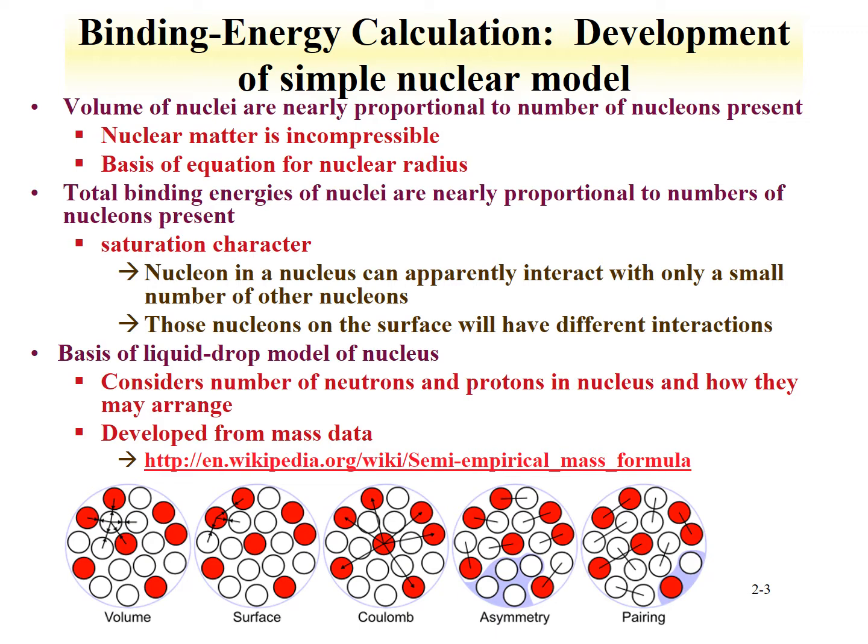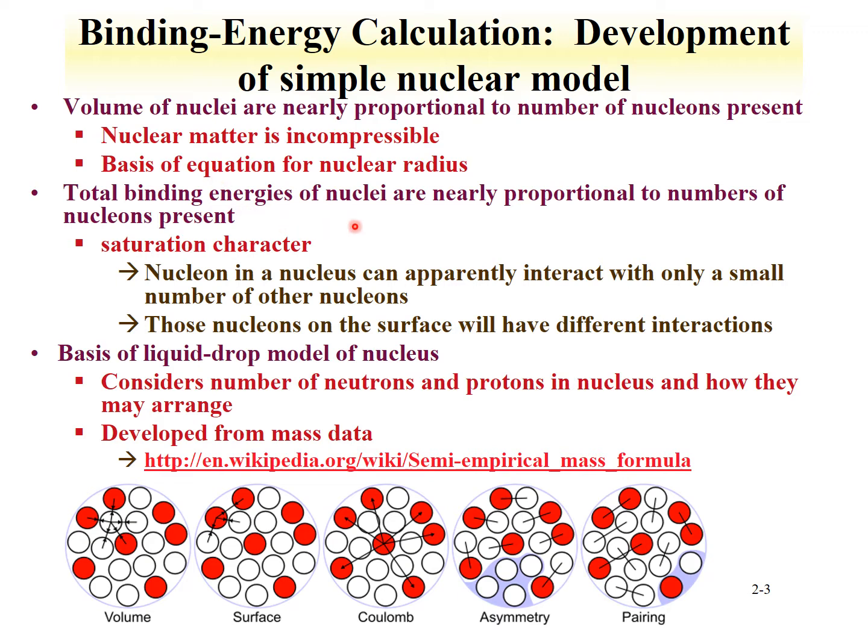So the volume of nuclei is basically based on the number of nucleons present, right? You can't compress nuclear matter, so the size is fundamentally based on the number of nucleons. And this is the basis of the equation of the nuclear radius that we described in the last section, where the radius is just proportional to the cube root of the number of nucleons. And something being incompressible sounds like water.